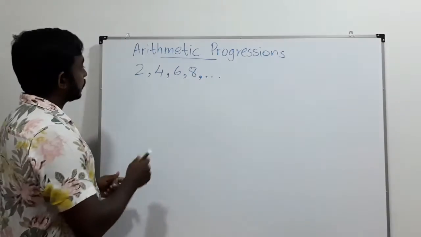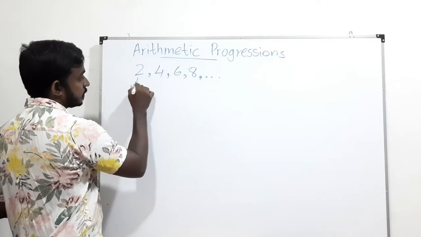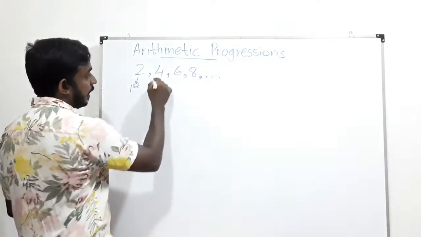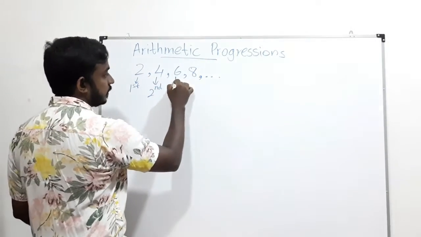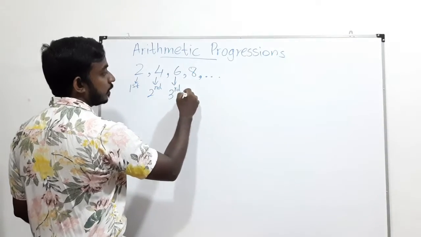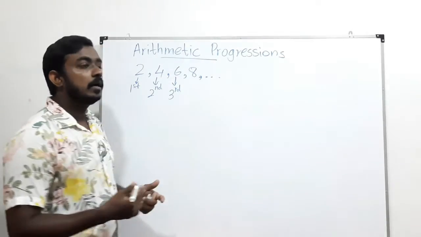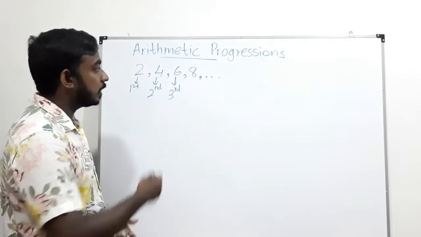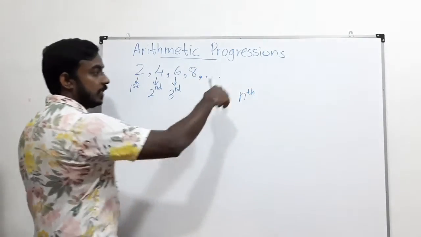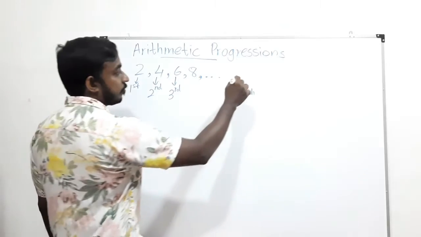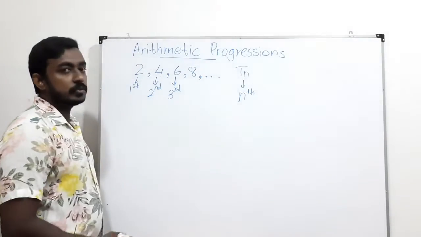As you can see, this is the first term of this number pattern, this is the second term, and this is the third term. If it continues, and we want to find a number somewhere in this number pattern, we would name that place as nth place. Now that answer should be Tn. I'll explain it to you later.